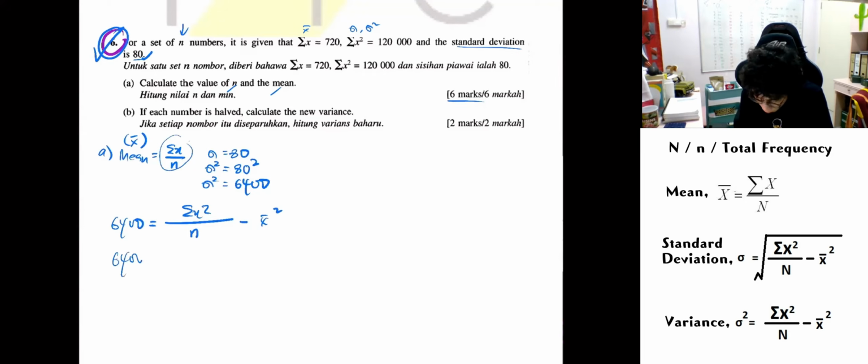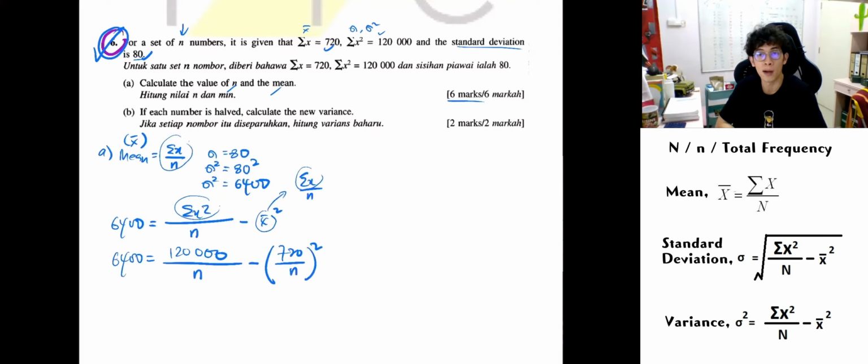So 6400 equals, so I have this figure already, it's given here, sorry, 120,000. And then divide by n minus, so this thing is actually what? Sigma x over n, right? So the sigma x is 720. So I put 720 over n, bracket square. This is what I'm trying to do.